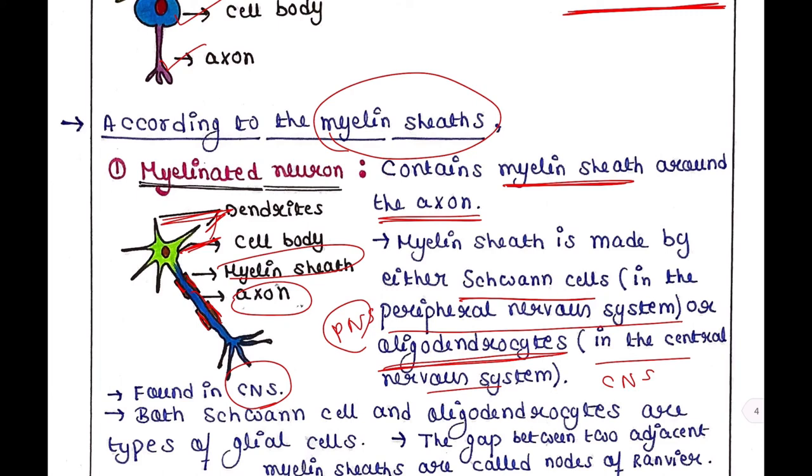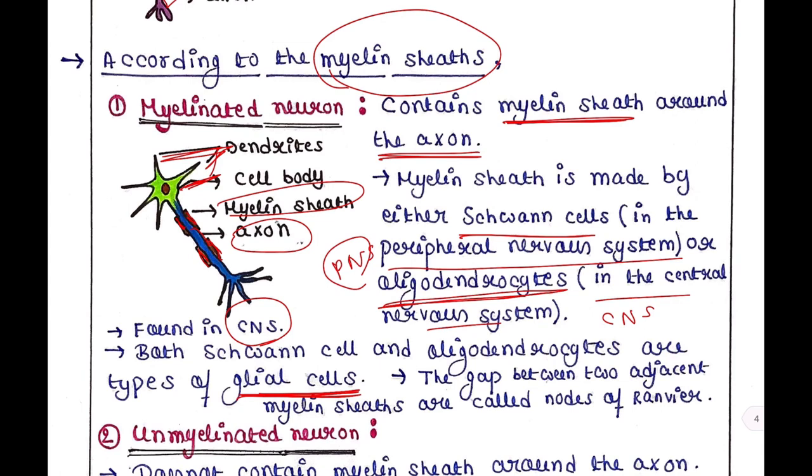Both Schwann cells and oligodendrocytes are types of glial cells. What are glial cells? We will see that in the next lecture. The gap between two adjacent myelin sheaths is called the node of Ranvier. So this is one myelin sheath, this is another myelin sheath, and this gap between them is the node of Ranvier.